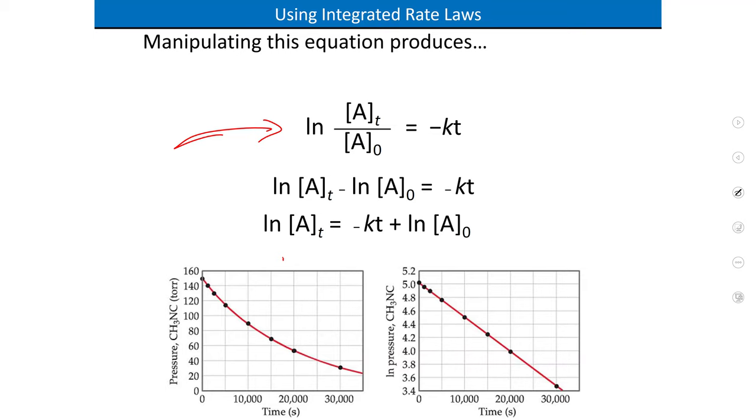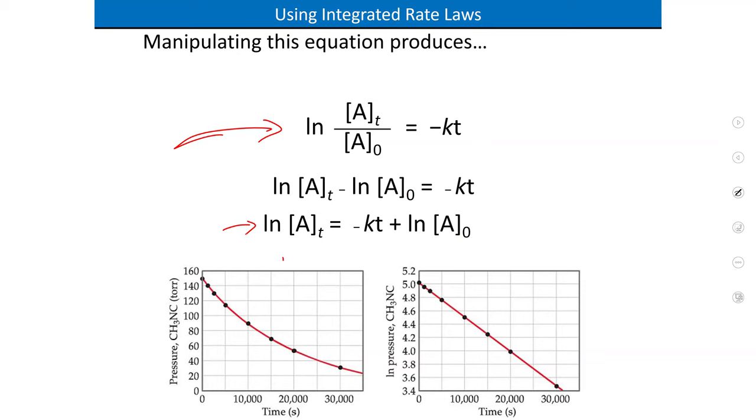if we actually just plot natural log of concentration versus time, we get a straight line. And that doesn't happen if it's a zero order reaction or if it's a second order reaction. So this is actually one more way we have of figuring out what order reaction it is. Because if we plot natural log of pressure versus time and get a straight line, that is a smoking gun saying this is a first order reaction.